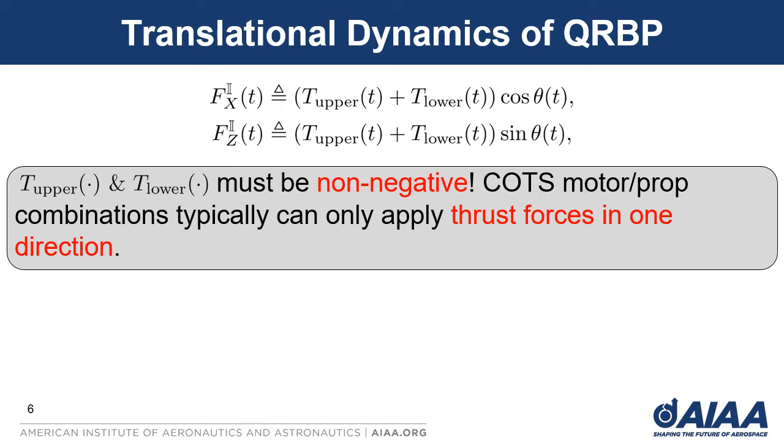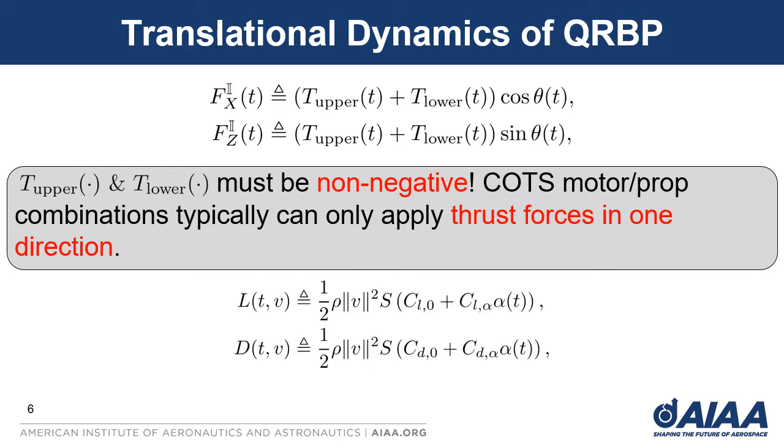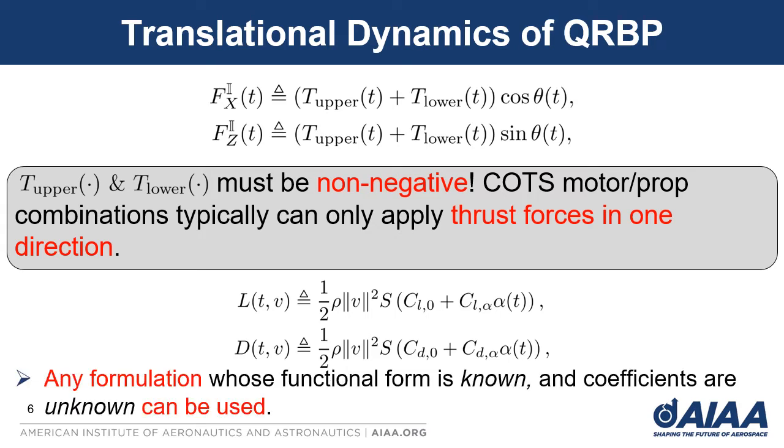T upper and T lower, though, must be non-negative, since commercial off-the-shelf propellers and motor combinations typically can only apply thrust forces in one direction. Furthermore, the lift and drag are modeled as shown here. However, any formulation whose functional form is known and coefficients are unknown can be used in the MRAC framework.